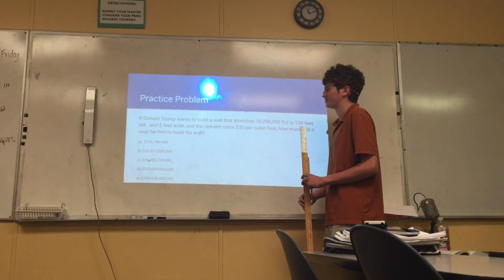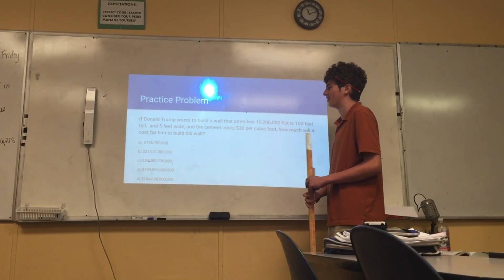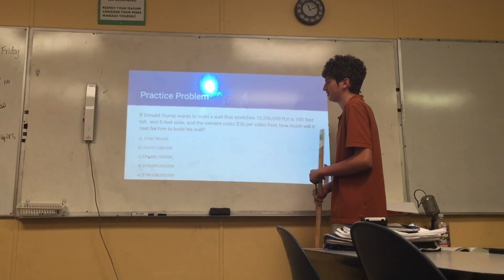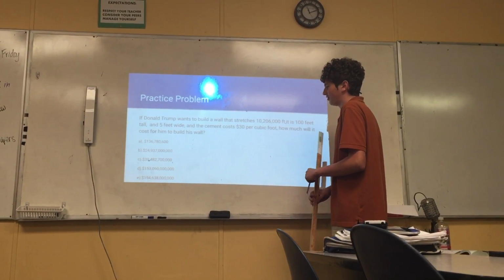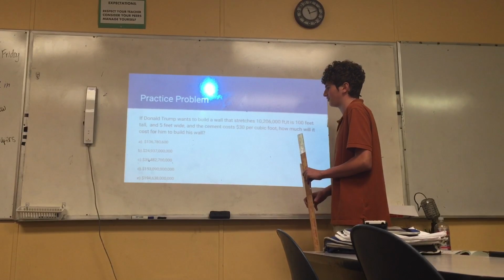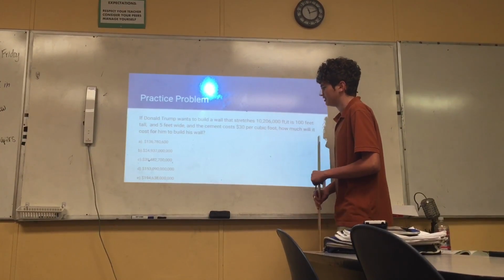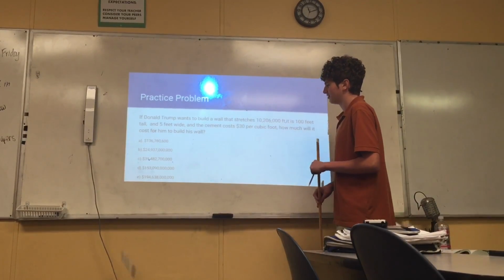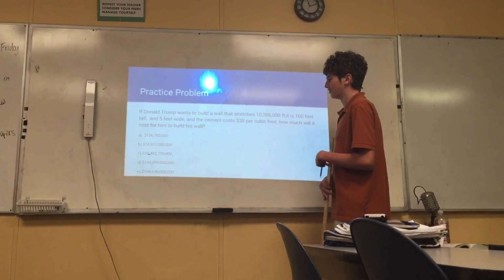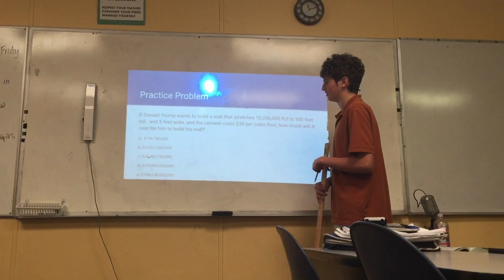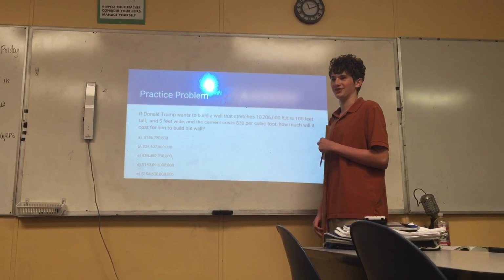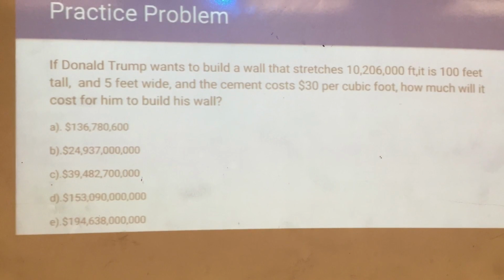A, $136,780,600. B, $24,937,000,000. C, $39,482,700,000. D, $153,090,000,000. Or E, $194,638,000,000. We'll give you a little bit of time to answer this question.